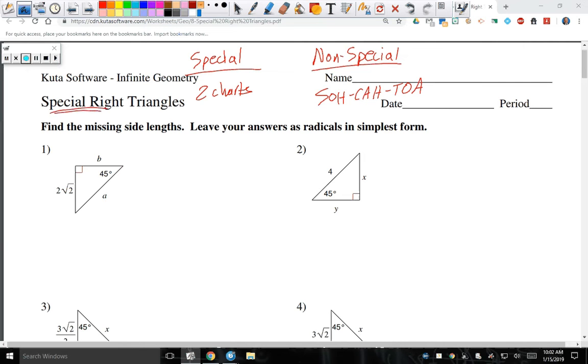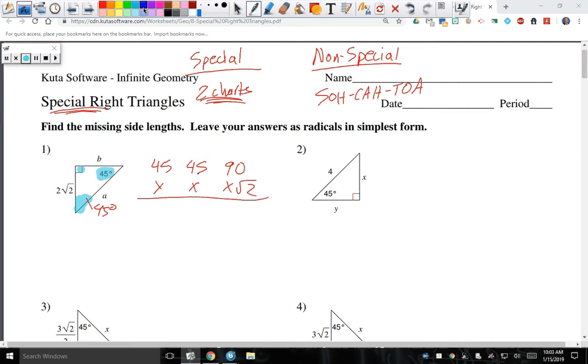These are special right triangles. I can already identify that this is 45 and this is 90. The sum of the angles in a triangle is going to be how many degrees? 180. So you know this other missing piece is going to be how many degrees? 45. So already from the two charts memorized, I would write 45, 45, 90, x, x, x root 2. Guys, this is from memory, okay? This is from memory of what you will use.